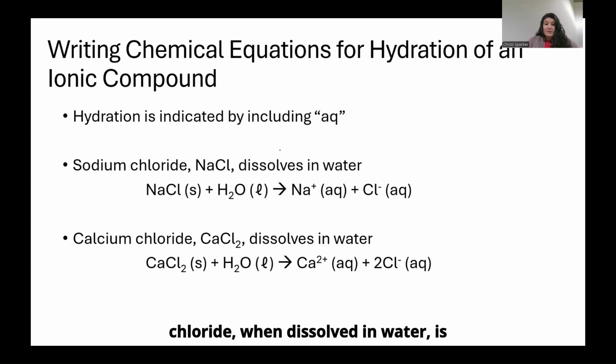Calcium chloride, when dissolved in water, is calcium chloride solid plus water liquid yields calcium 2+ plus 2 chloride anions. When the formula unit of an ionic compound contains subscripts, like CaCl2, this indicates the number of that particular ion released into solution, and therefore must appear as the coefficient on the right-hand side of the equation. So that's why we have 2 Cl minuses.